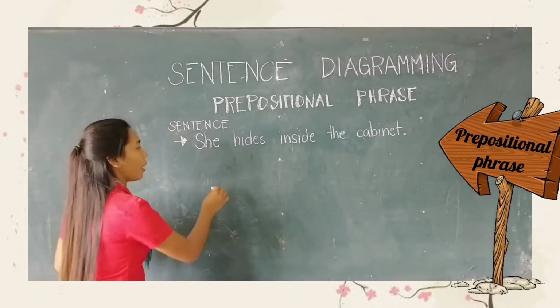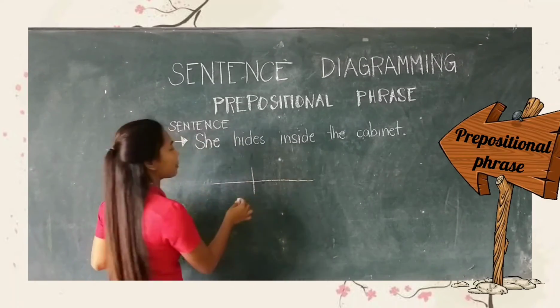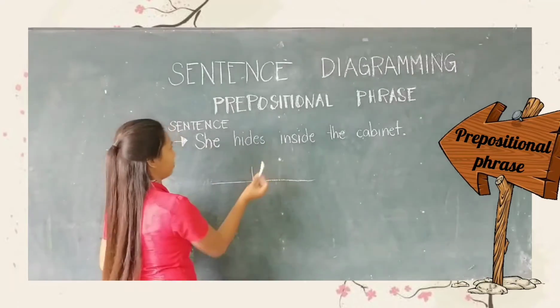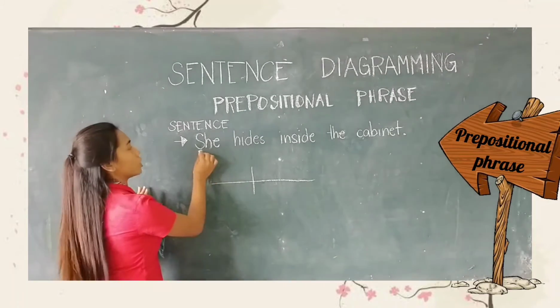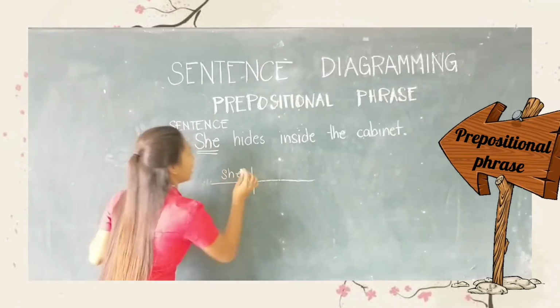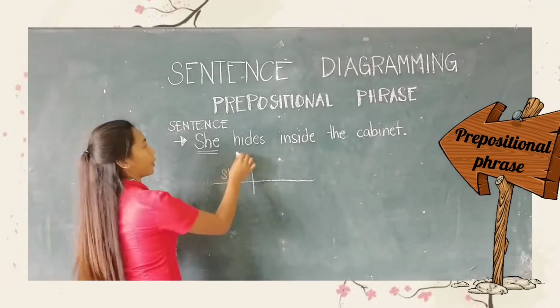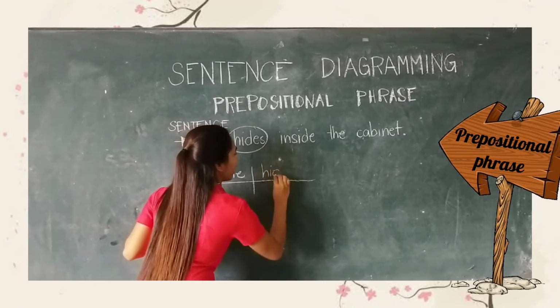So of course, we have to draw a horizontal line and a vertical line to separate the subject and the verb. So let us write our subject, which is obviously she. And our verb, hides. She hides.